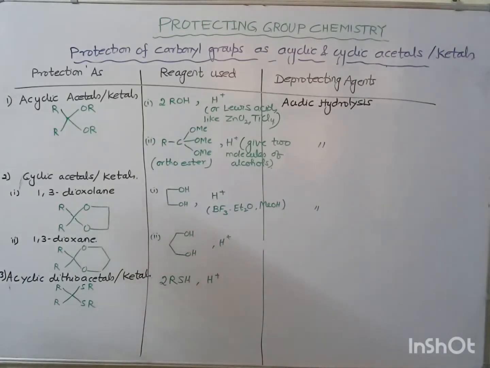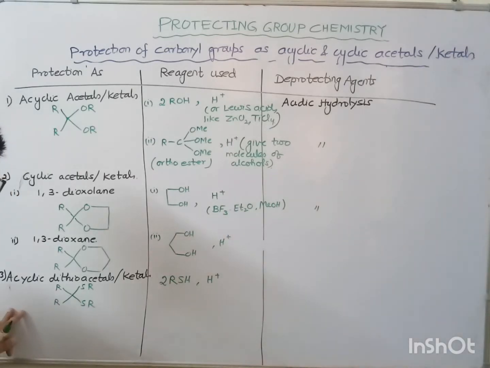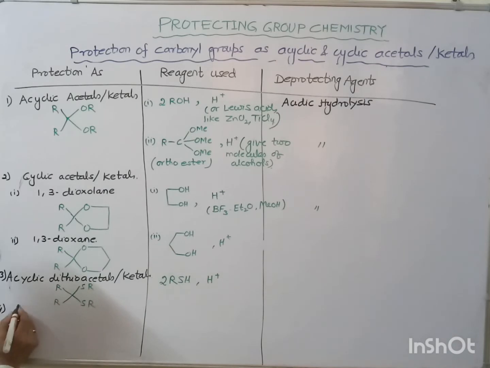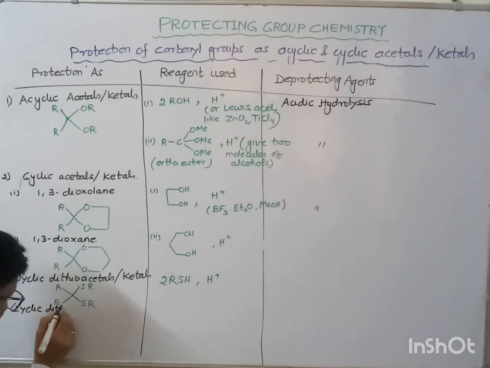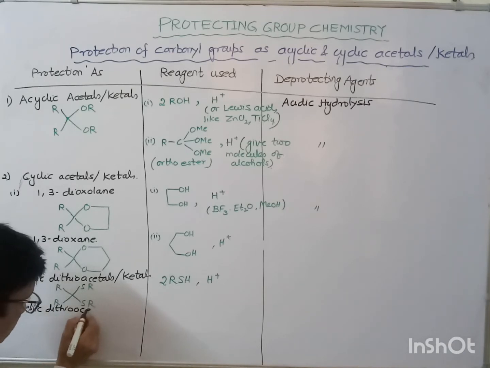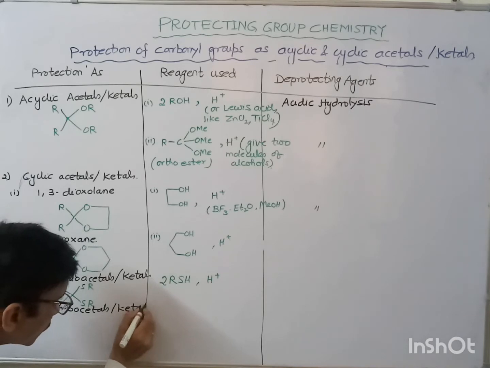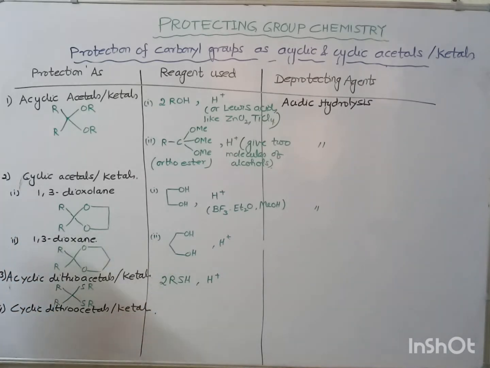Okay. In the same way, we can convert the carbonyl compound into cyclic dithioacetals and ketals. So let's see. Cyclic dithioacetals, ketals. So one of the ways, if you see, can be in a similar way.